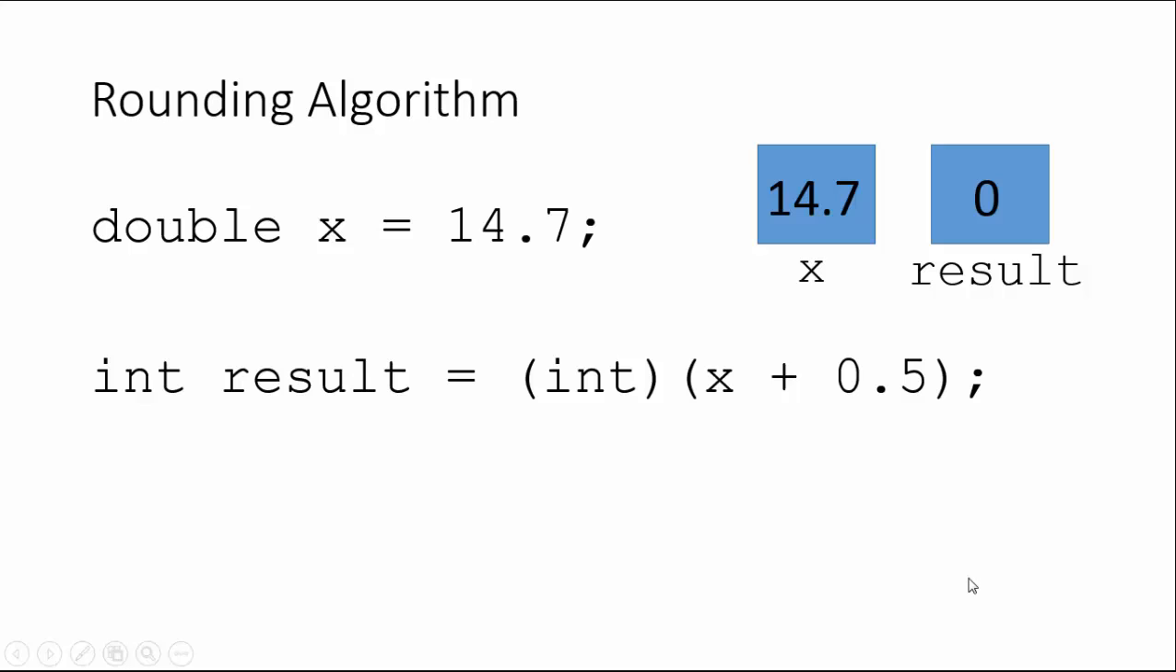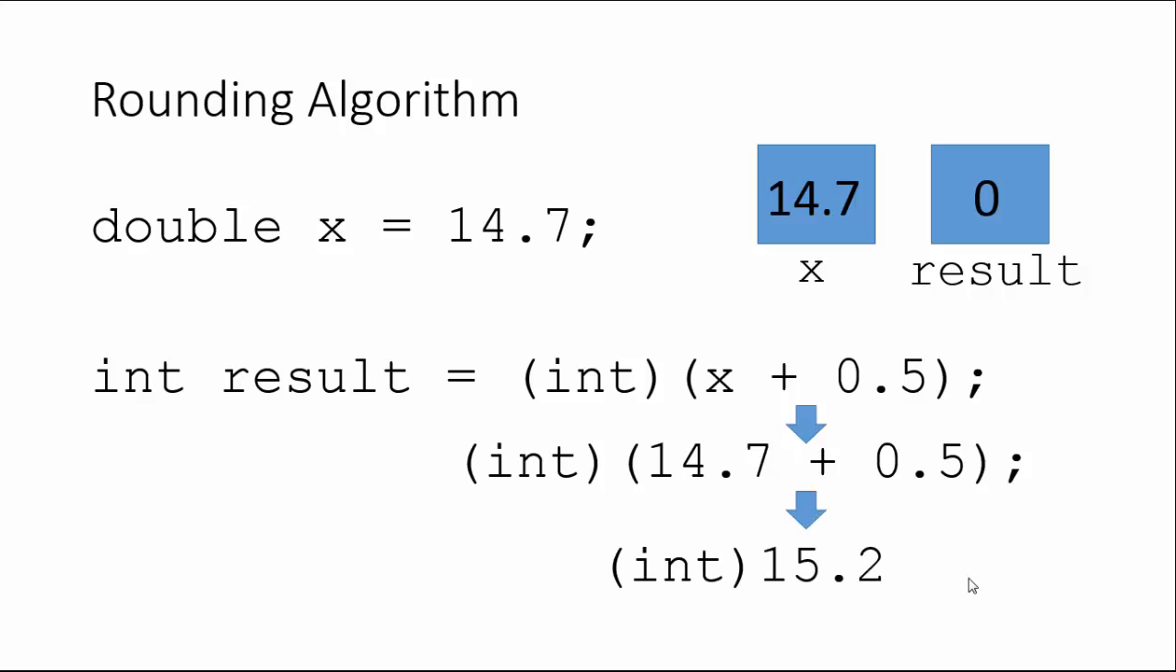Here's an algorithm for rounding decimal values that you should know. In this statement, we create a double variable called x and assign the value 14.7 to it. In this statement, I create an int variable called result, and then the expression on the right is evaluated and placed into the variable on the left. In the expression, I'll be using the variable x. When the expression is evaluated, I will be using the value 14.7 for x. 14.7 plus 0.5 is 15.2. That decimal value is casted to look like an int, and the resulting 15 is stored in the variable result.